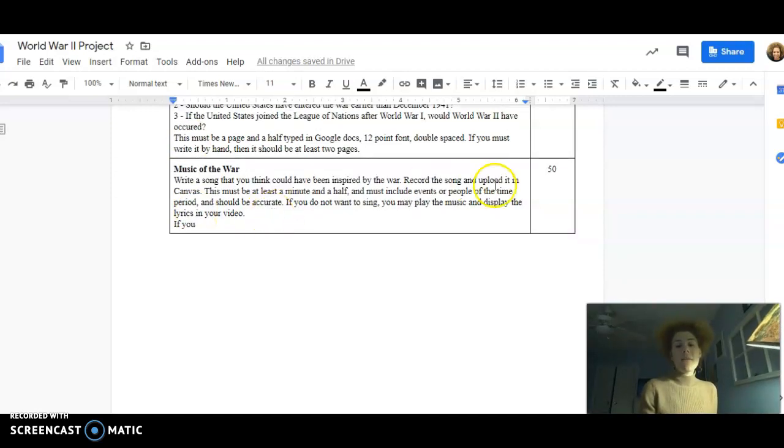And then for 50 points, music of the war, you're going to write a song that you think could have been inspired by the war. You're going to record the song and upload it into Canvas. And this should be at least a minute and a half. It must include events or people of the time period and should be accurate. And I want to see some vocabulary words that you either see in your readings, your assignments, or in the PowerPoints that I put up. If you don't want to sing, that's totally fine. Then you can play music that you record and display the lyrics.